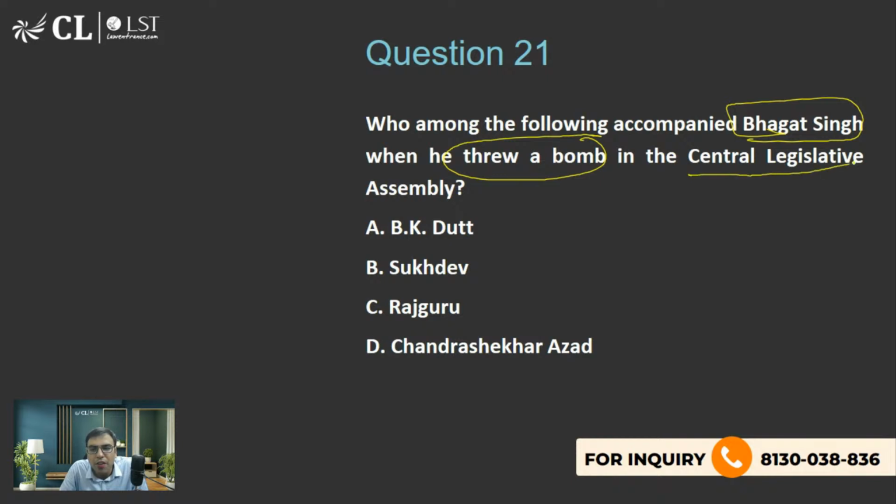So where do you find Central Legislative Assembly? है ना, कहाँ मिलेगा ये? अच्छा, आप लोग सोच रहे हो Bhagat Singh, Sukhdev and Rajguru were hanged together, but the answer is option A, Bhakteshwar Dutt. Yes, Gyan, you're right. A is the right answer.